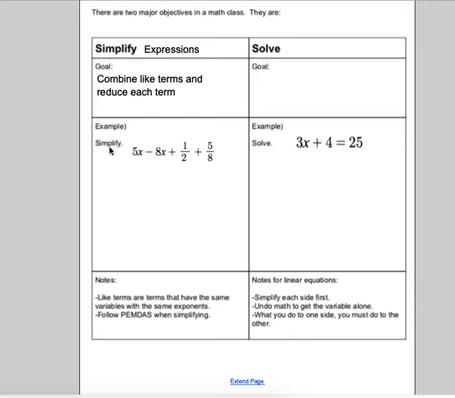So here's an example that we want you to simplify. We got 5x minus 8x plus 1/2 plus 5/8. So combining like terms is terms that have the same variable with the same exponents. If you look at these guys, 5x and 8x, these guys are the same because they have the same variable x, and the exponent on them is both a 1. So these guys are combinable.